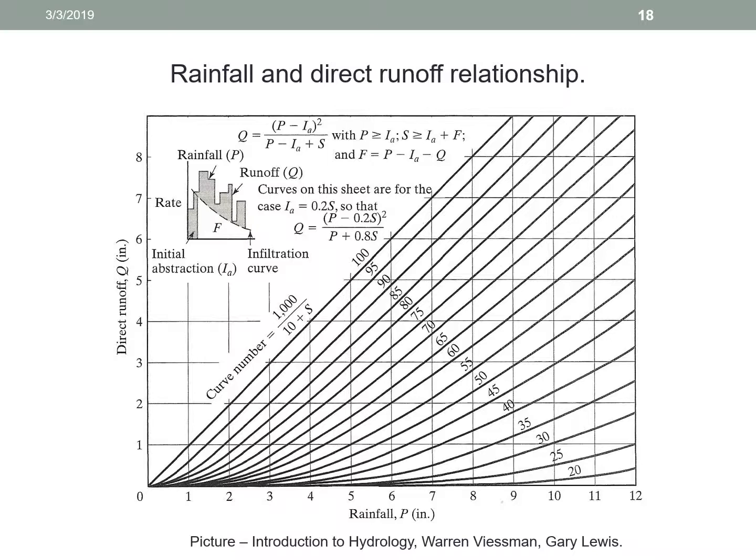Here on the horizontal axis you see rainfall, P in inches, and in the vertical direction this is direct runoff, Q in inches. At the top you see Q equals (P minus Ia) squared over (P minus Ia plus S). You can use this formula. If you use this formula in Excel, you can graph the same as the graph that you see here.